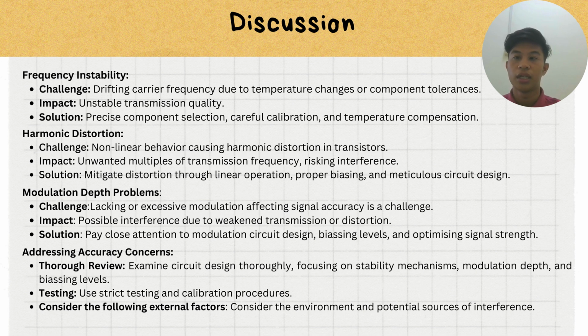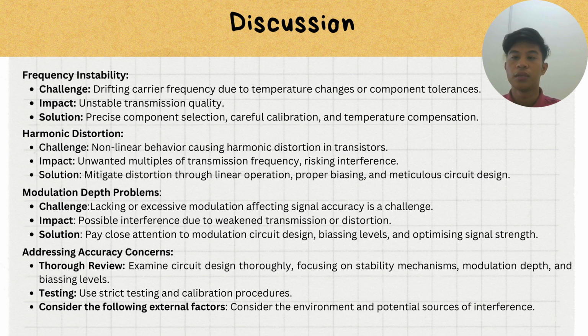The second one is harmonic distortion. Challenge: nonlinear behavior causing harmonic distortion in the transistor. Impact: unwanted multiples of the transmission frequency, risking interference. Solution: mitigate distortion through linear operation, proper biasing, and meticulous circuit design.